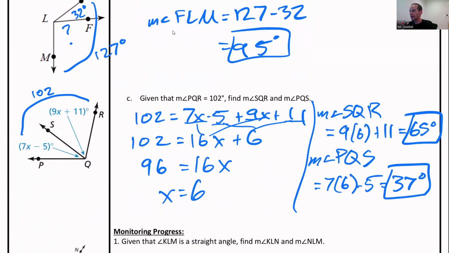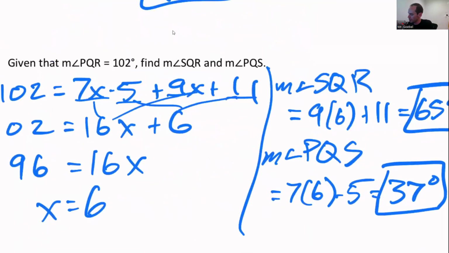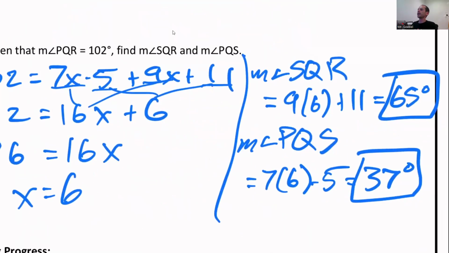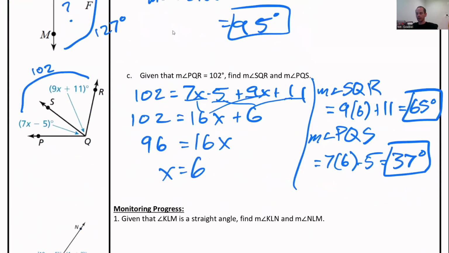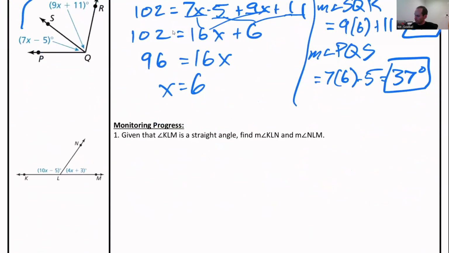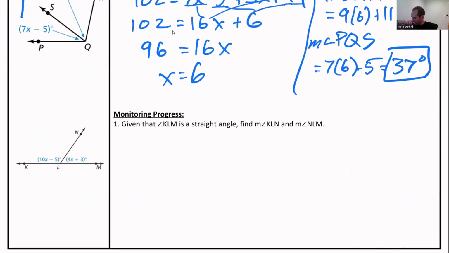Take that 6, plug it back in. That's what you can see going on over on the right side here. Plug in 6 to each one of those two expressions. You're going to get 65 degrees. You're going to get 37 degrees. Voila. Beautiful. Okay. We have a couple more angles to look at here.